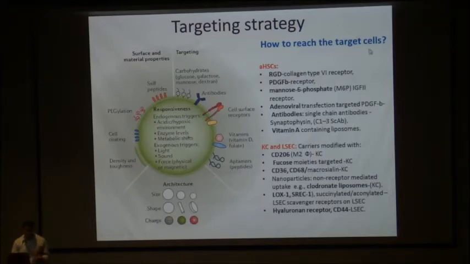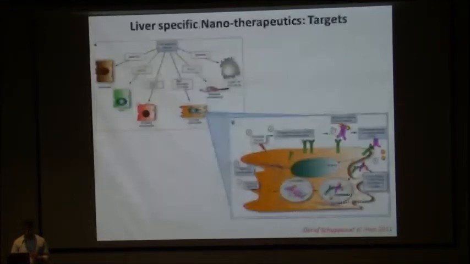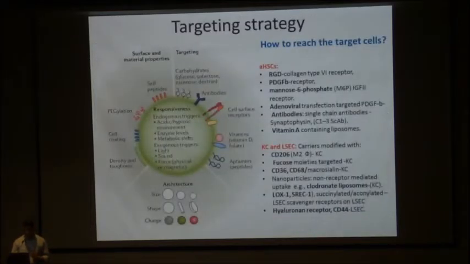My talk is focused mainly on fibrosis. So we are considering delivering nanoparticles to activated hepatic stellate cells. What strategies can we use to deliver any molecule to the activated hepatic stellate cells? One is based on the RGD collagen type receptor, because we know the HSCs produce lots of collagen, so we can utilize this to send molecules to the hepatic stellate cell.